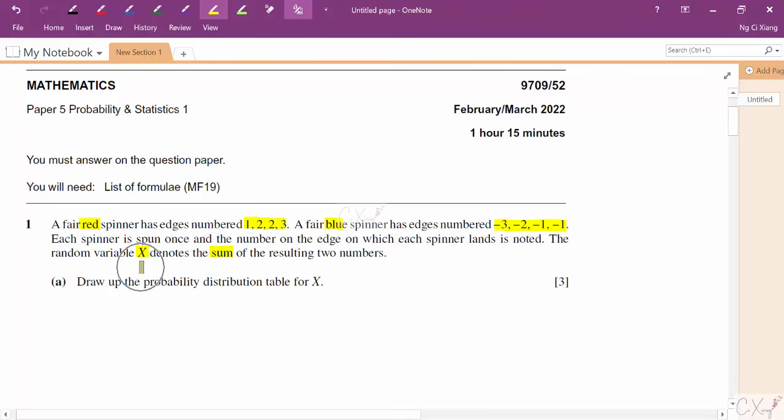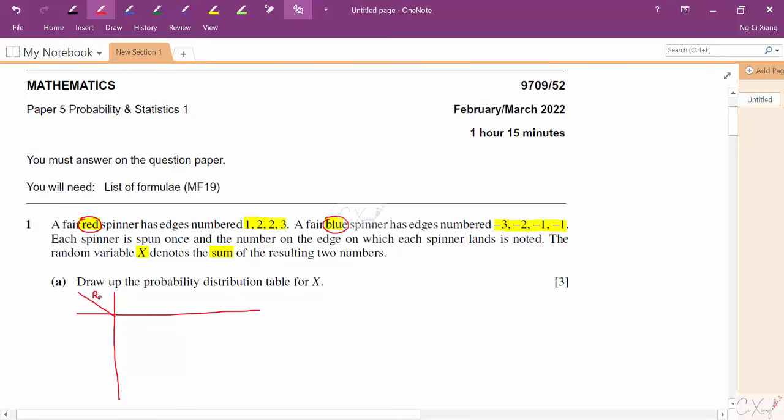Generally, X will be the sum of the two numbers that we get from the red spinner and also the blue spinner. First, they want us to draw the probability distribution table for X. There are many ways to get the probability distribution for X. For me, because we can see that there's a two-dimensional result, with a red spinner and a blue spinner, we can consider using a possibility space diagram. How will the possibility space diagram look? It will look generally like this.